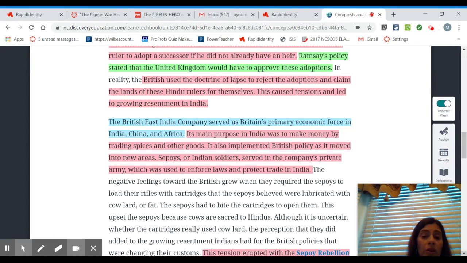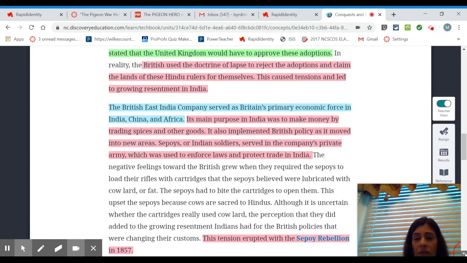But the sepoys were using British rifles, and the cartridges that they were loading in these British rifles supposedly were lubricated with cow lard. And if you know anything about your Hindu tradition, they worship the cow, and so they don't want to do anything that would be offensive to the cow. And they were having to lubricate their guns with this cow lard. And so these sepoys, these British trained soldiers who were really Indians, okay, became highly upset about the use of this cow lard in the guns.